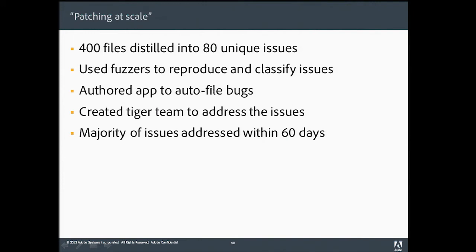And we created the Tiger team to address the issues because if you're dealing with that many files, you want a centralized team focusing on all of them to see if there are patterns, to see if there are things that you can discern from the attacks. Like, can you tell that this group of files all deals with the same area of code, and that group of files deals with the same area of code or the same instance? And it worked pretty well. We were able to address most of the issues within 60 days.